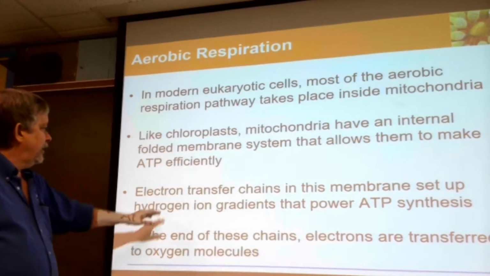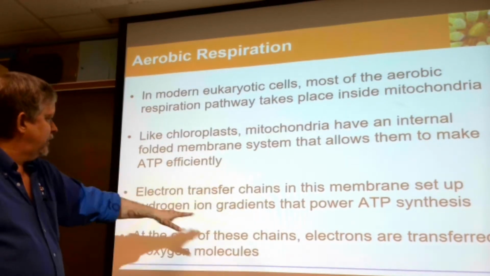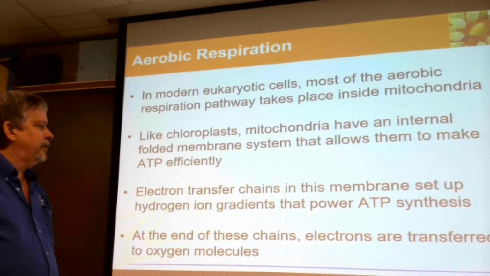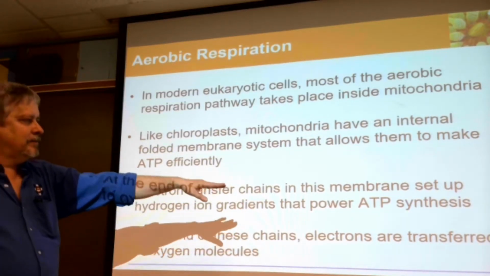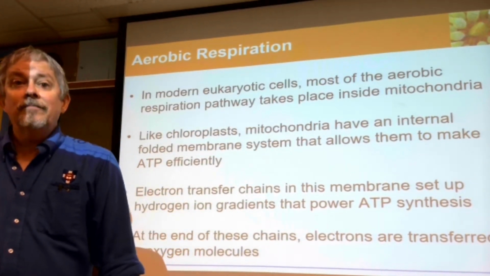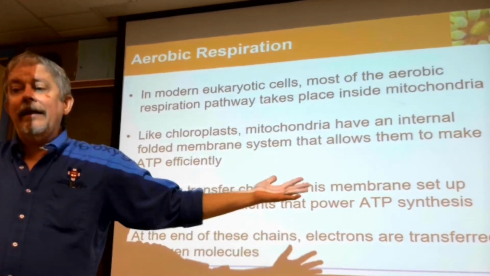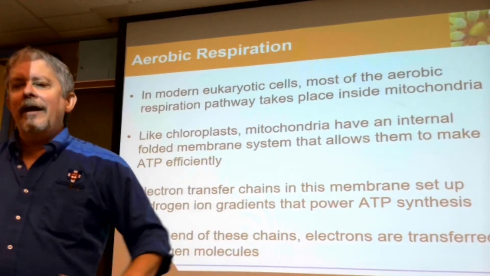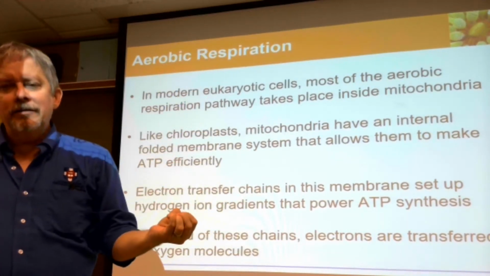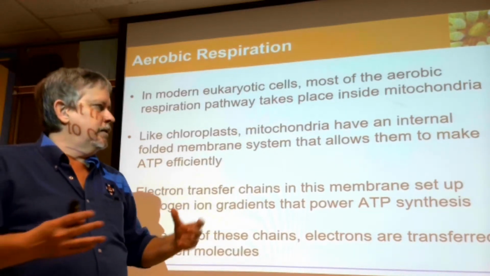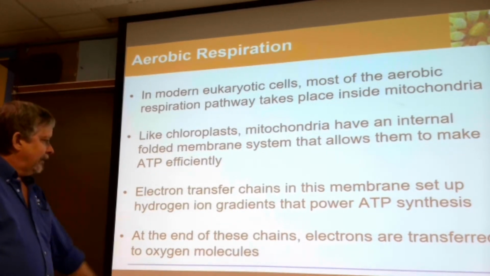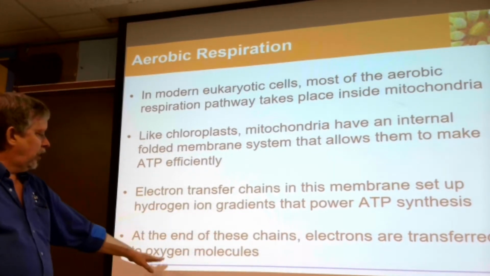All right, so electron transfer chains in the membranes of the mitochondria set up that hydrogen ion gradient. We're pulling in hydrogen ions inside, just like in the light-dependent reaction, to power ATP synthesis. Again, what's going to be happening in the mitochondria? Exactly the same as the light-dependent reaction. Pulling in hydrogen ions, they can't get out. There's only one place they can get out. Same enzyme, ATP synthase. So instead of sunlight being used to pull the hydrogen ions in, we're using the energy trapped in the sugar bonds to pull hydrogen ions through that membrane system. At the end of these chains, electrons are transferred to oxygen molecules.